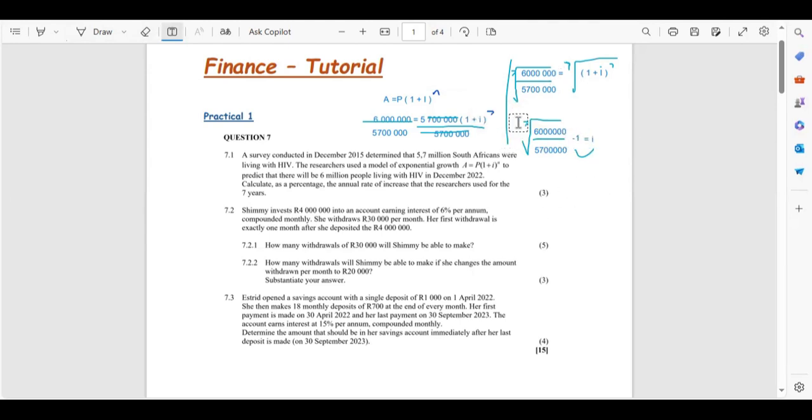Now your interest is equals to the 7th root of 6 million divided by 5.7 million minus 1. And this -1, do not include it in this 7th root, right? It must be outside. Now, punching this into your calculator, right, you would get a decimal, by the way, right? And that decimal, you need to multiply it by 100. Why? Because you're looking for a percentage. Now, if you multiply this by 100, your interest, which is your value of I, should be equals to 0.74%. All right.